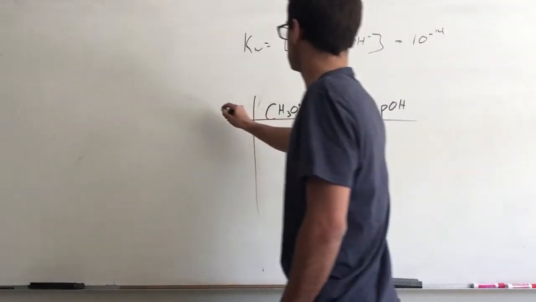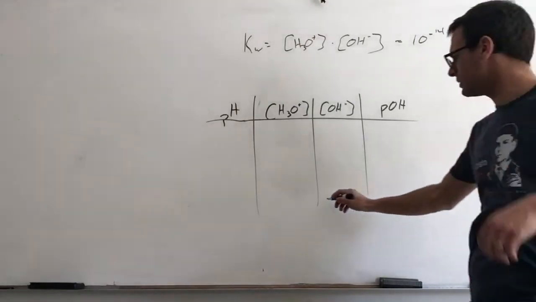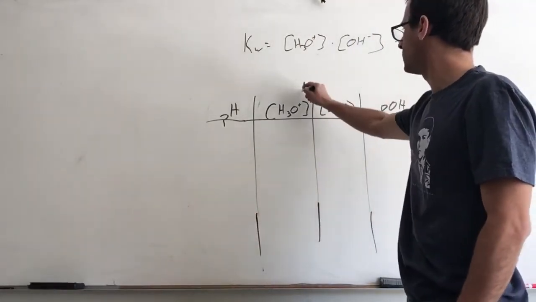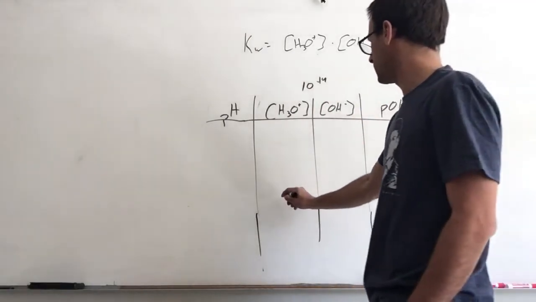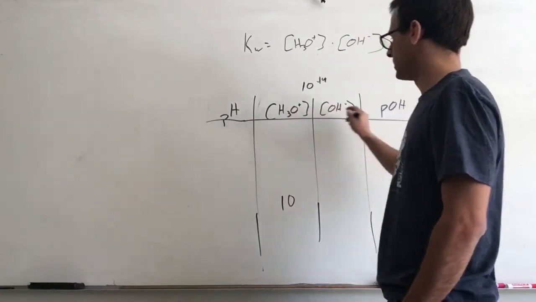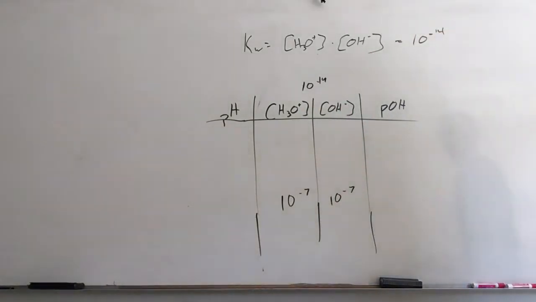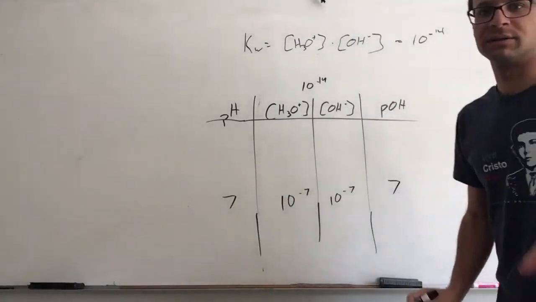Let's look at the pOH and the pH. If I go down to the middle of this table, these two concentrations together always have to equal 10 to the negative 14. So if I'm looking at equal amounts in pure water, I'm going to have 10 to the negative 7th and 10 to the negative 7th. The pOH of pure water is 7, and the pH of pure water is 7.